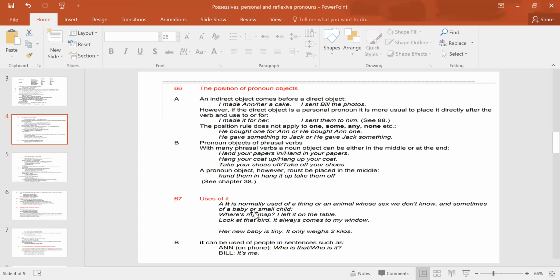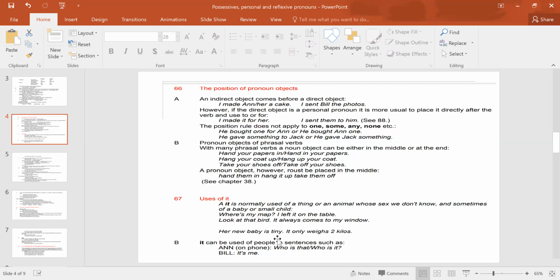Uses of it. Use number one. It is normally used of a thing or an animal whose sex we don't know, and sometimes of a baby, a small child. You normally use it for these objects, for these things. Where is my map? I left it on the table. Here you are using it for a thing. Look at that bird. It always comes to my window. Here you are using it for the bird.